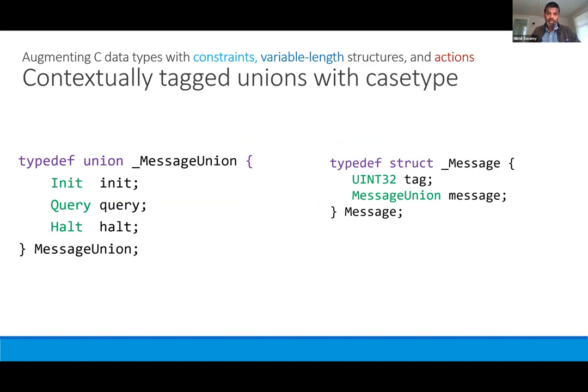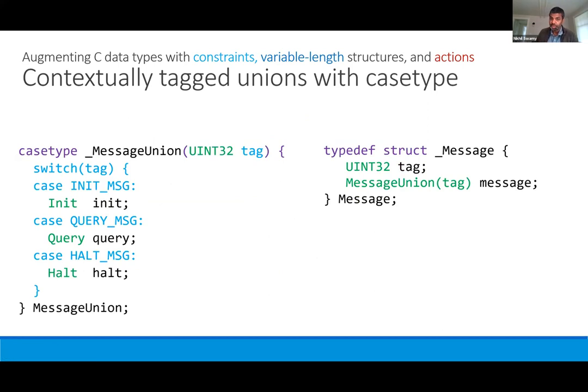We also support untagged unions. In C, often you may write something like this. You may have a union that has three cases, and you may package that union into some other struct where there's a tag, perhaps next to the union, perhaps somewhere else in scope, where the tag is going to tell you what the case of the union is, except the relationship between the tag and the union is left totally implicit in the C program. There's no formal connection between the tag and the union. What EverParse lets you do is to make this connection explicit.